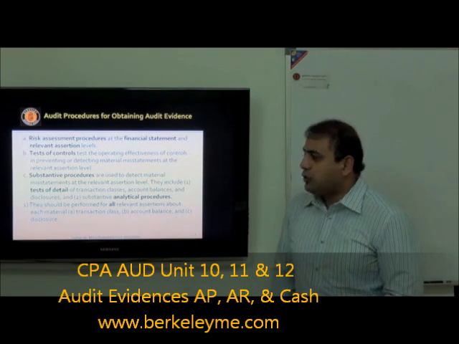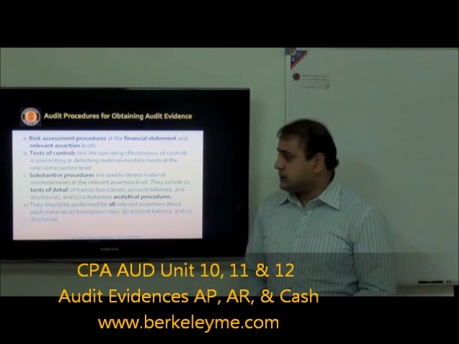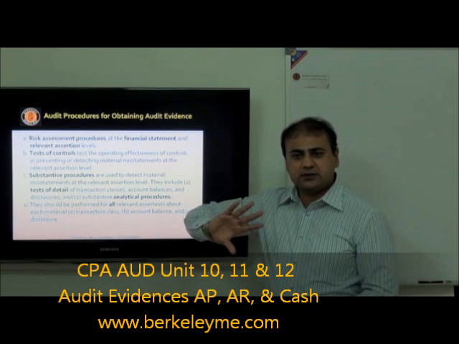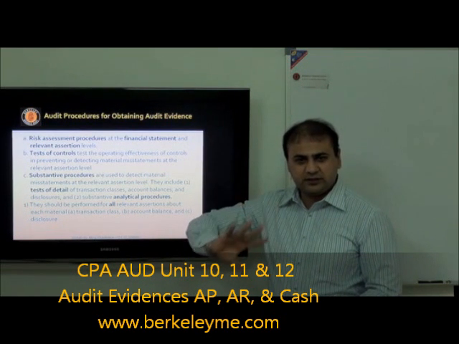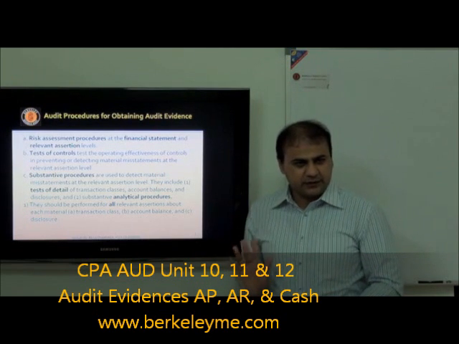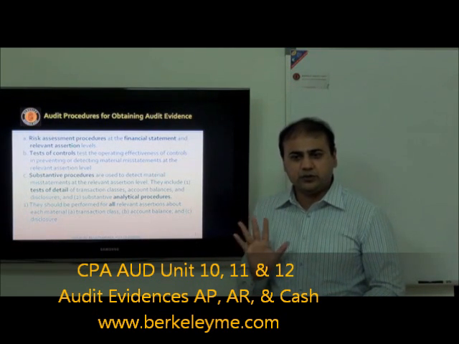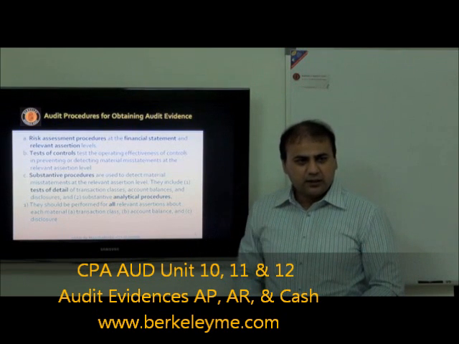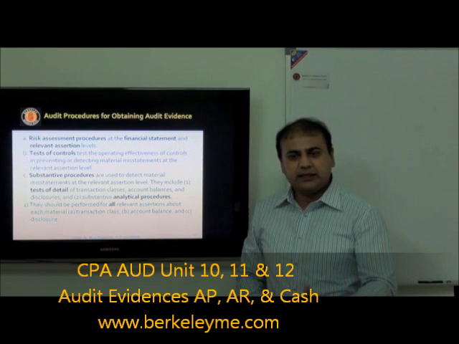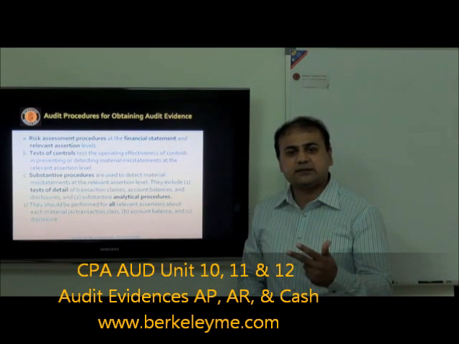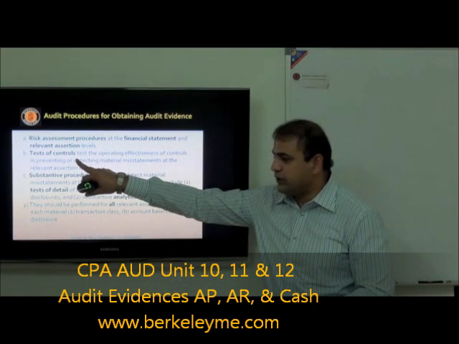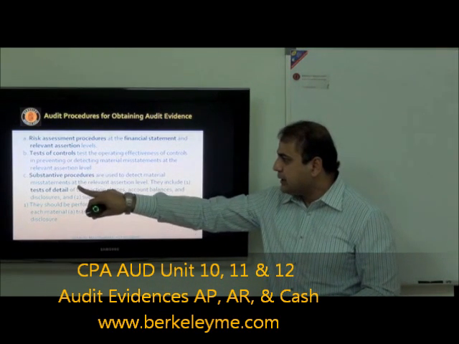Audit procedure for obtaining audit evidences. Now, as we know from our previous knowledge of this audit, the first step is the risk assessment. In the planning stage we see where the entity stands and what the risk of material misstatement is. Then, supplementary to that, we perform the test of controls. These two things we are very much familiar with.